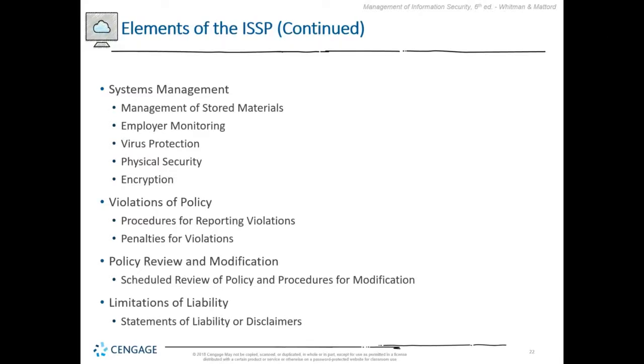Then you'll have a policy review and modifications section. That involves the timetable and procedures for a periodic review. Then the limitations and liability section covers the organization's liability, and a set of disclaimers will be in this section.